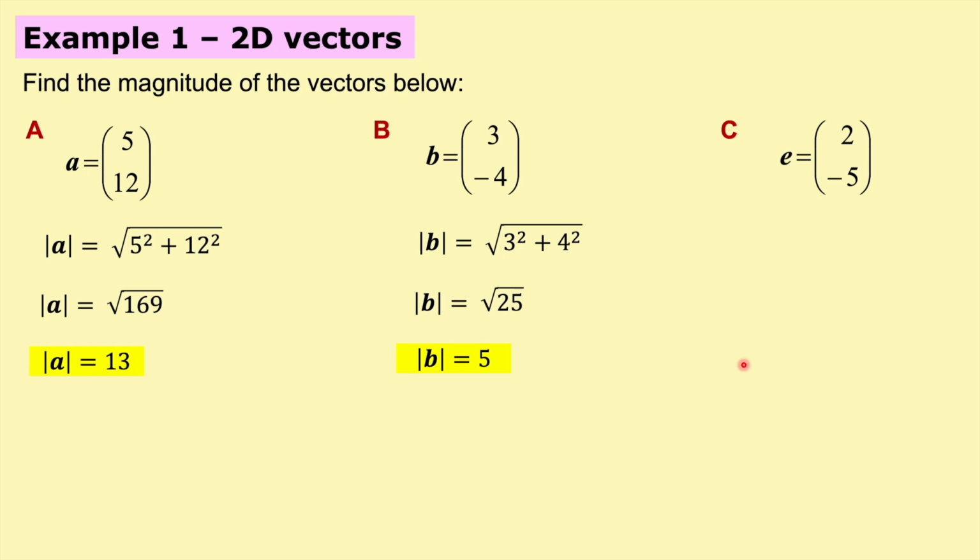And our last one is vector E. Again, we've got our column vector, which is 2, -5. The magnitude, written with these 2 straight lines, is the square root of 2 squared add 5 squared. We get the square root of 29.